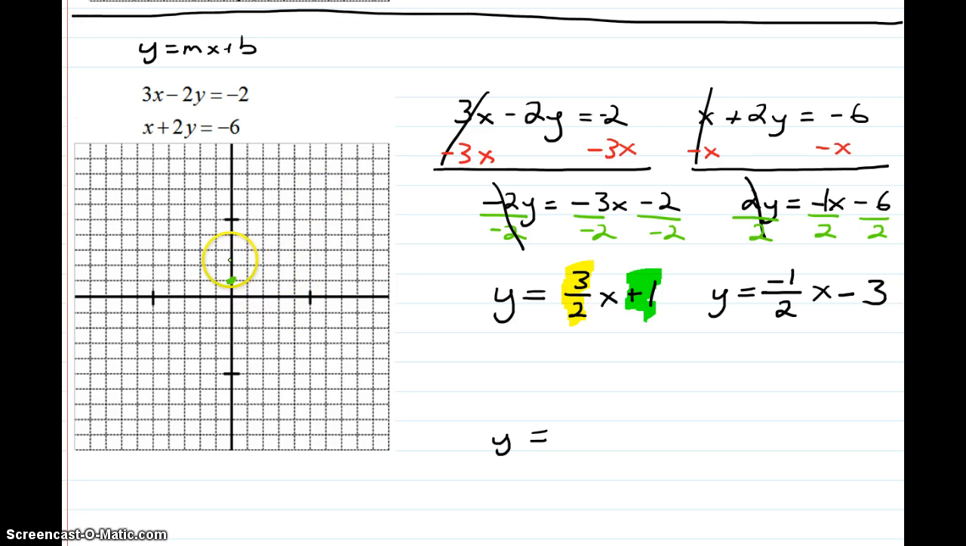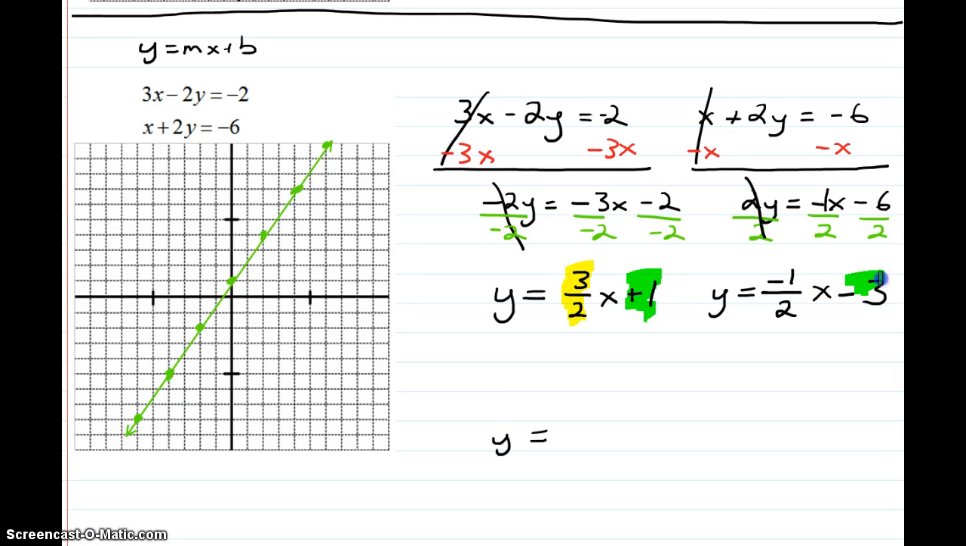So we're going to go up 3/2, up 3/2, up 3/2, and now we're going to do the opposite. So the opposite of positive 3, positive 2 is negative 3, negative 2. And you can see when we do the opposite, our line is still going up. Okay, now let's draw our line. Now let's do the other line.